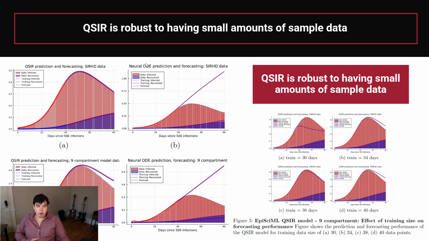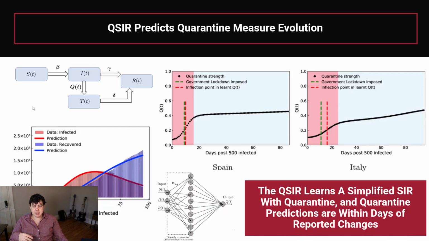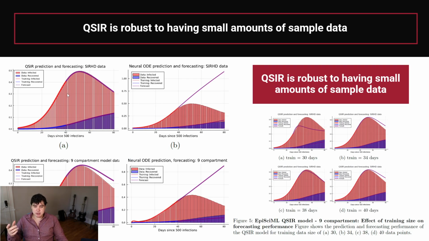So, what is a neural ODE? A neural ODE is just u prime equals a neural network. So that's with no physical model involved. And then here's the QSIR, this kind of quarantine SIR. It has a neural network in there, but it's still an epidemic model. And you can see that if you give it this red data and you tell it to extrapolate into the future, the one that has more prior information extrapolates much, much better than the pure neural network form.